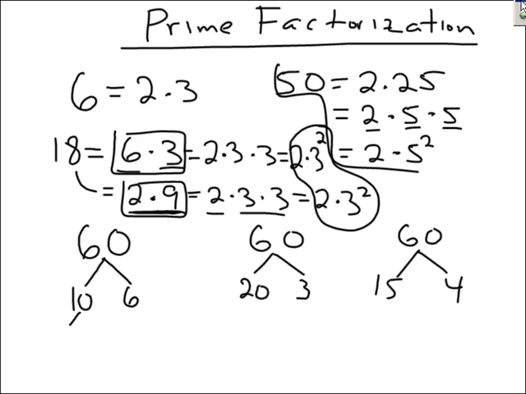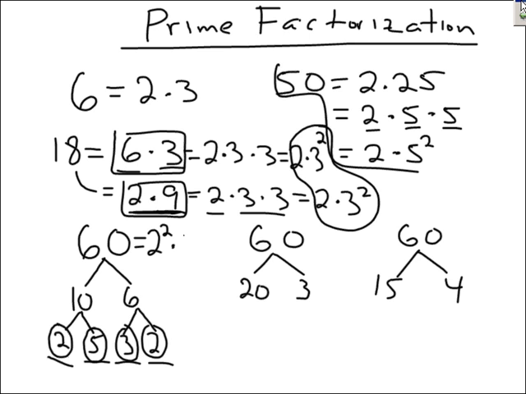Okay? But now 10 is 2 times 5, and 6 is 3 times 2, and that's it. You can't break down the 2. You can't break down the 5 anymore because they're prime. The same with the 3 and the 2. So the answer will be 2 times 2 times 5 times 3, which is 2 squared times 5 times 3. And you can check it. This is 4 times 5 is 20 times 3 is 60.